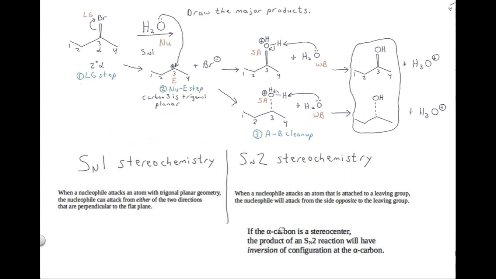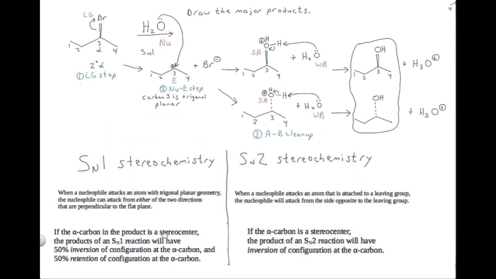Here is the rule that summarizes stereochemistry for an SN2. Can you come up with a similar rule for SN1? What rule would you write down to summarize the stereochemistry for SN1? Well, here's one good way to summarize it. When we're dealing with an alpha carbon that's going to be a stereocenter, the products will have 50% inversion of configuration and 50% retention of configuration.